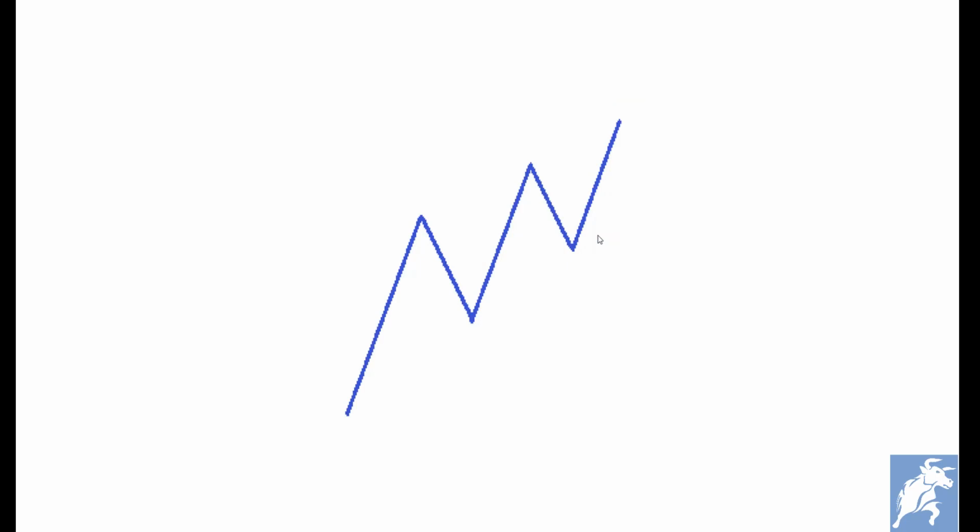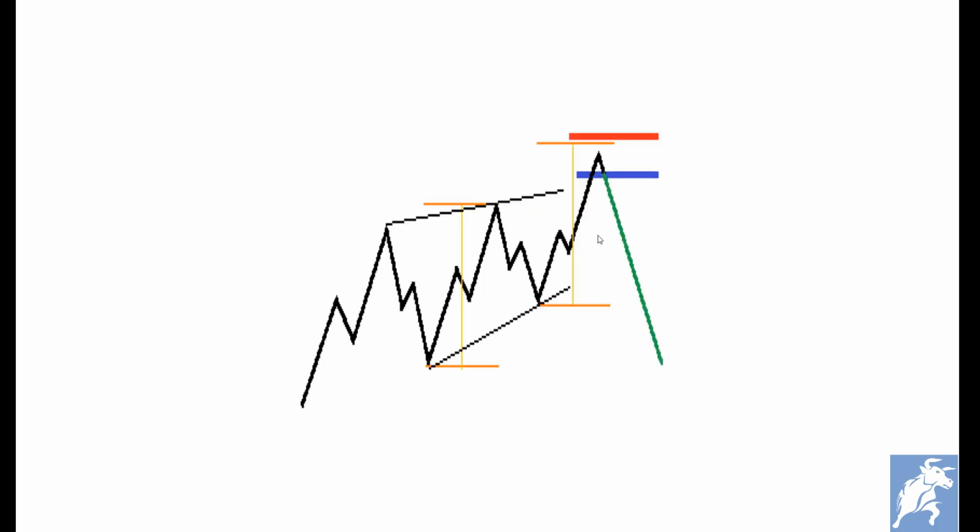The next one we'll use is to trade the diagonal. So the diagonal, like I said, if it's in a fifth wave or in a C wave, it indicates that there is a strong reversal about to occur. I'll show you how to trade that right here.